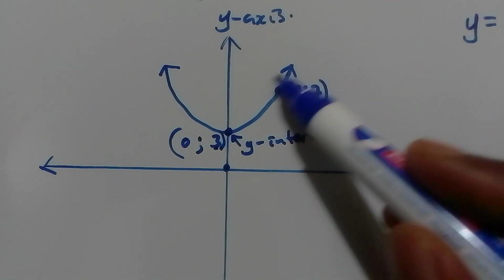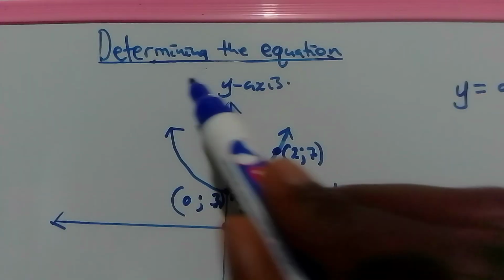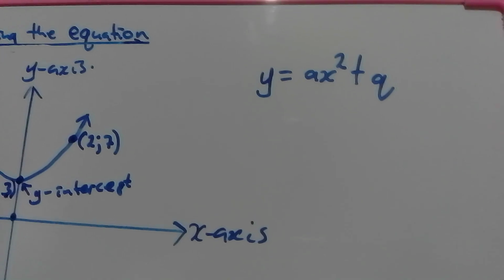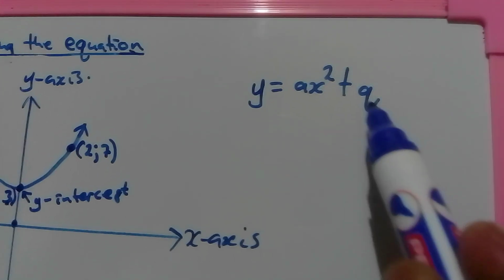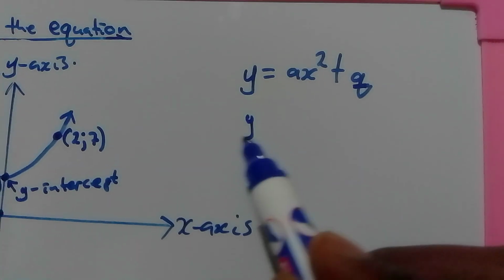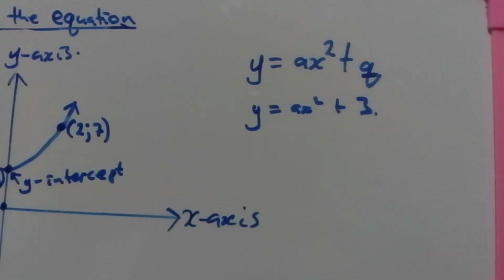And then here I'm given another point. Now, if I'm having this y-intercept and they've asked me to determine the equation, what do I do? I'm going to be using this formula. We have two formulas to determine the equation, so I'm starting out with this one. I know that the y-intercept in the formula is represented by the letter q. So in other words, now I've got y is equal to ax squared plus 3.